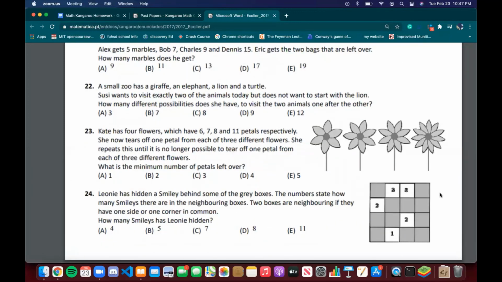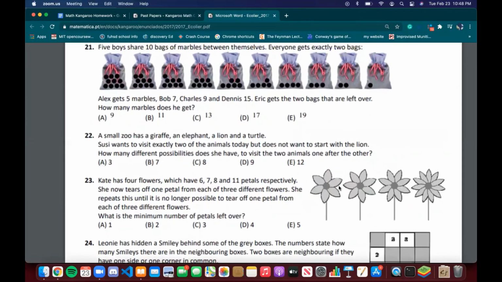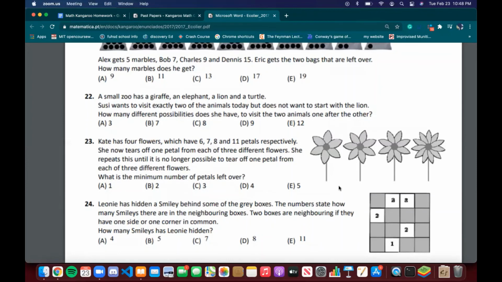24, all you had to do again, just to let you know what different strategies you would have to use to do these questions. For 24, all you had to do was make educated guesses and find the situation where you need the least guesses, the least possibilities, and then expand from there. 23, all you have to do is just fill in. Also stay organized, or you might overcount or count a petal less than what you're supposed to do.